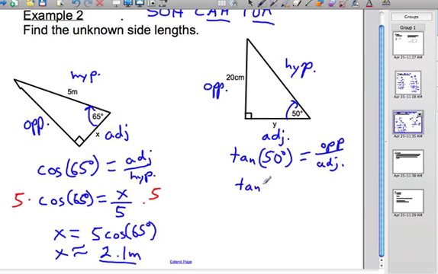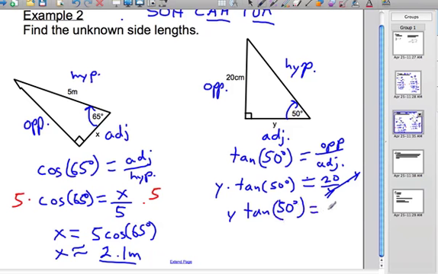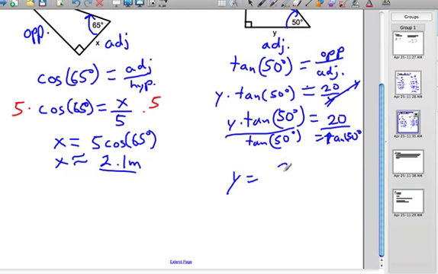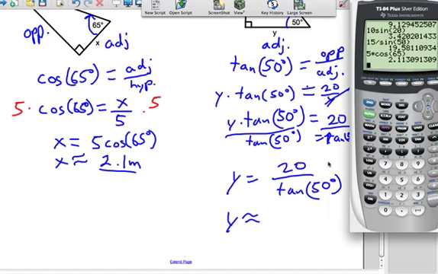So tan 50 degrees equals opposite divided by adjacent. That's going to be 20 divided by y. So we're going to multiply both sides by y. We get y tan 50 equals 20. And to solve for y, we're going to divide both sides by tan 50. Then we get y equals 20 over tan 50, which approximately equals, so we're going to do 20 divided by tan 50.